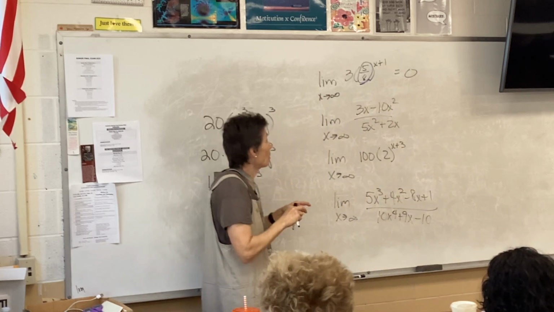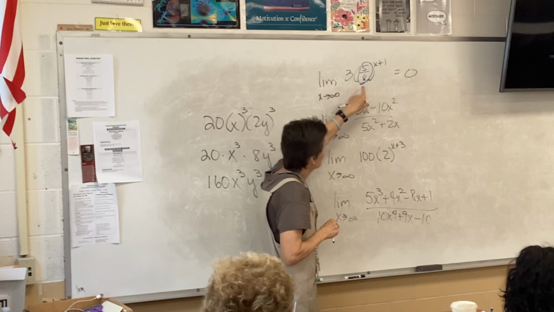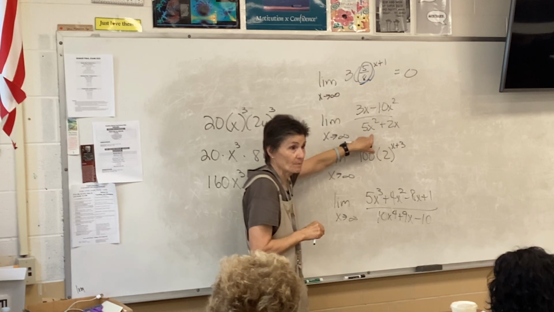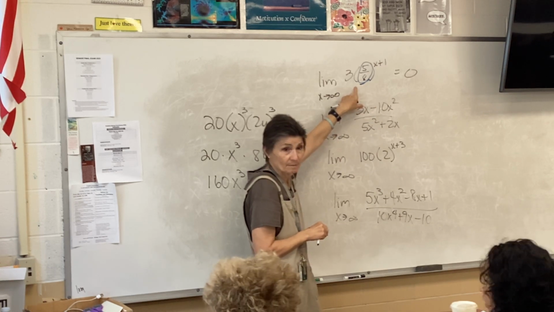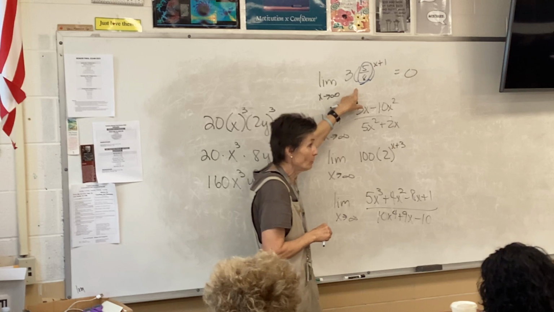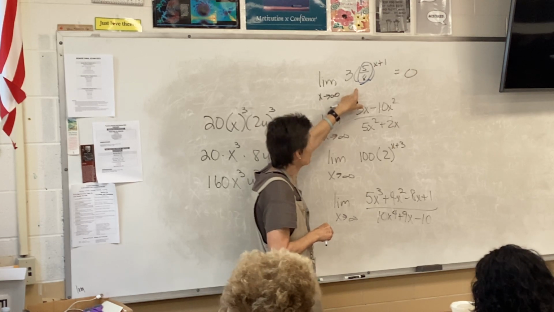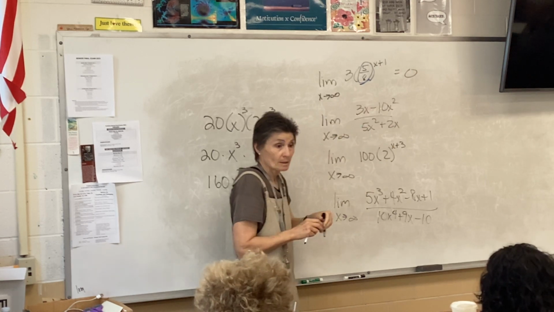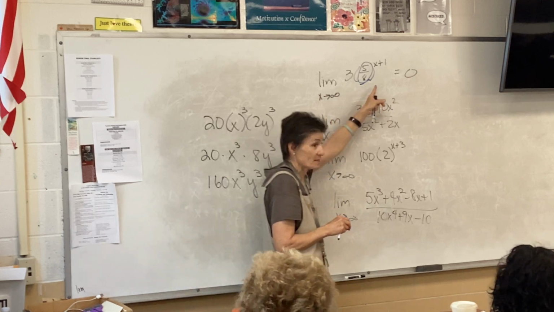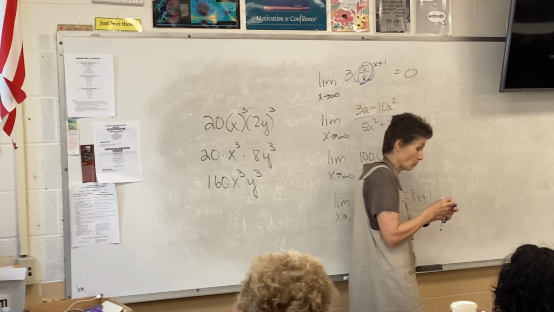When the problem is either gonna look like this, or it's gonna look like this. When the problem looks like this, it's called an exponential. We have to pay attention to whether the number inside the parentheses there is bigger than or less than 1.